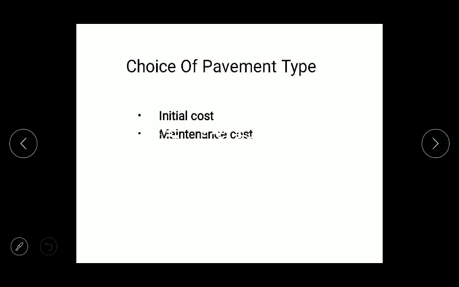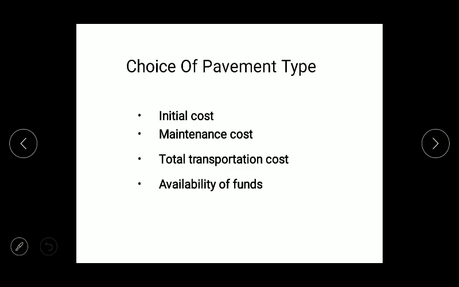So, choice of pavement type. Till now we have seen the pavement types: flexible pavement, rigid pavement, and semi-rigid pavement. Based on the factors listed here, you can select the type of pavement. The first factor is initial cost, which is very important. For flexible pavement, the initial cost is very high. For rigid pavement, the initial cost is very low. And second, maintenance cost. The maintenance cost for flexible pavement is very less, whereas the maintenance cost for rigid pavement is very high. Third, total transportation cost.